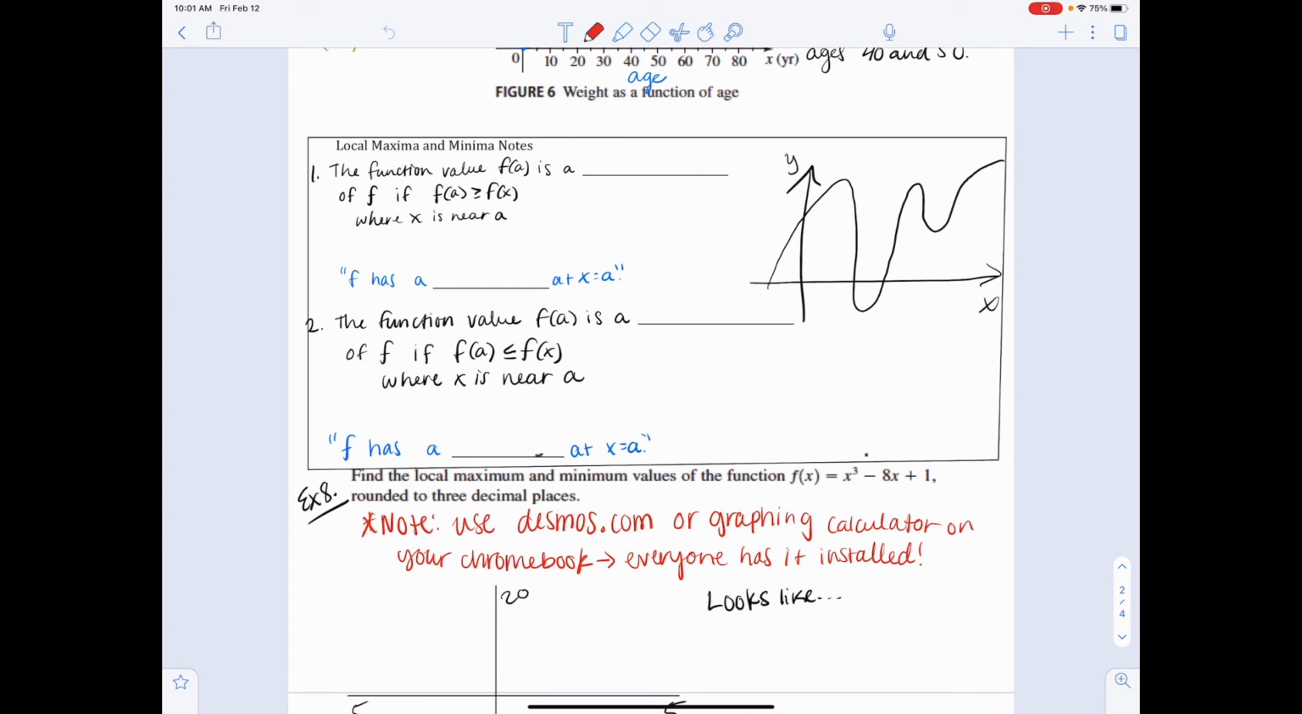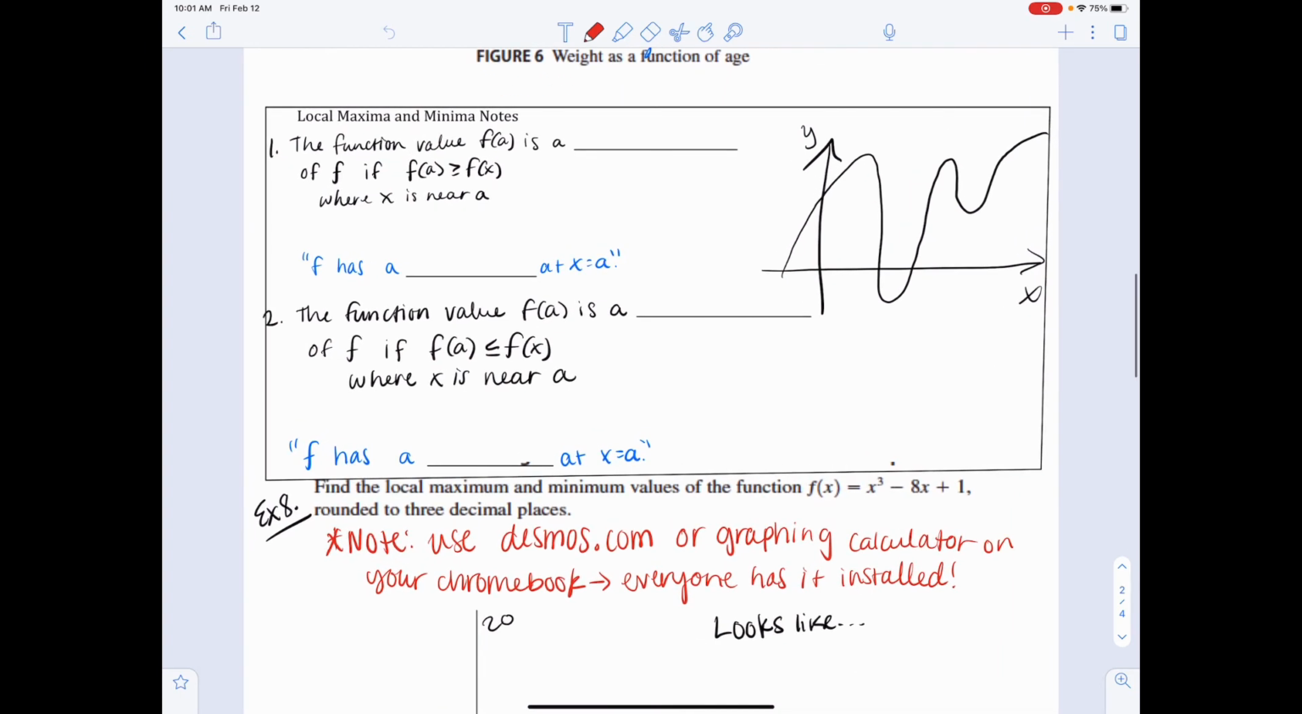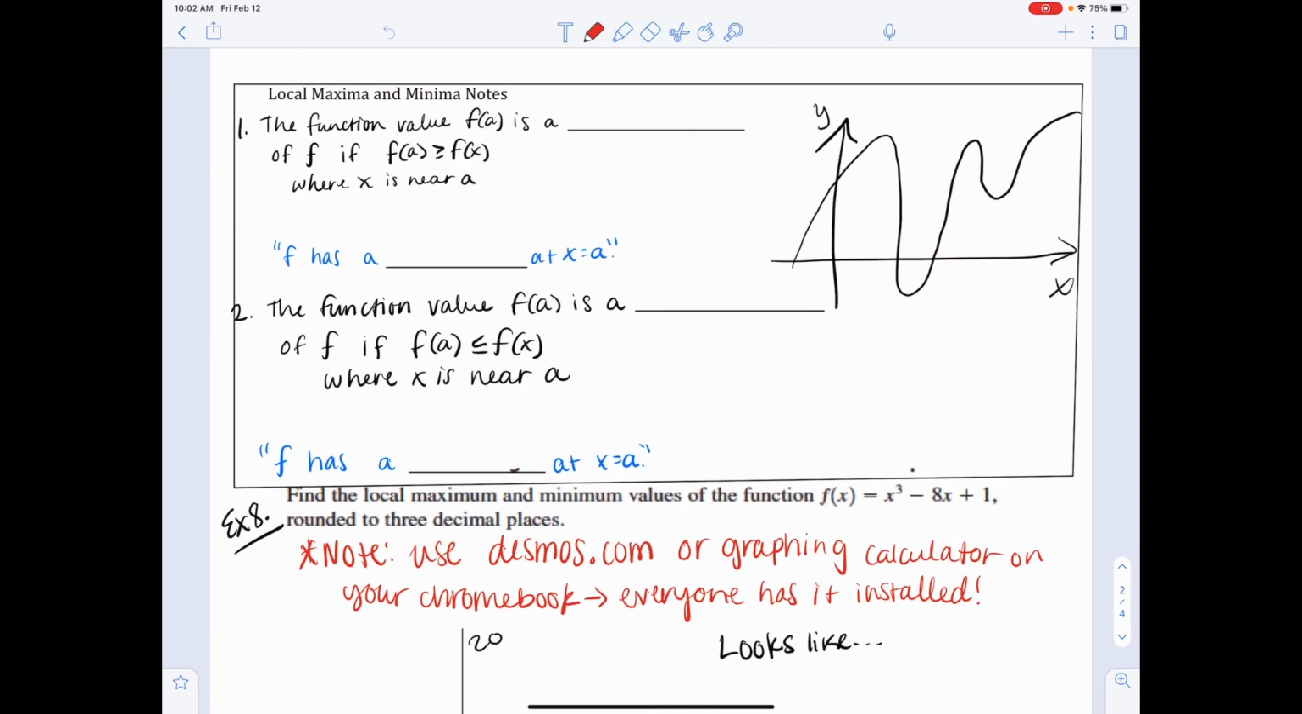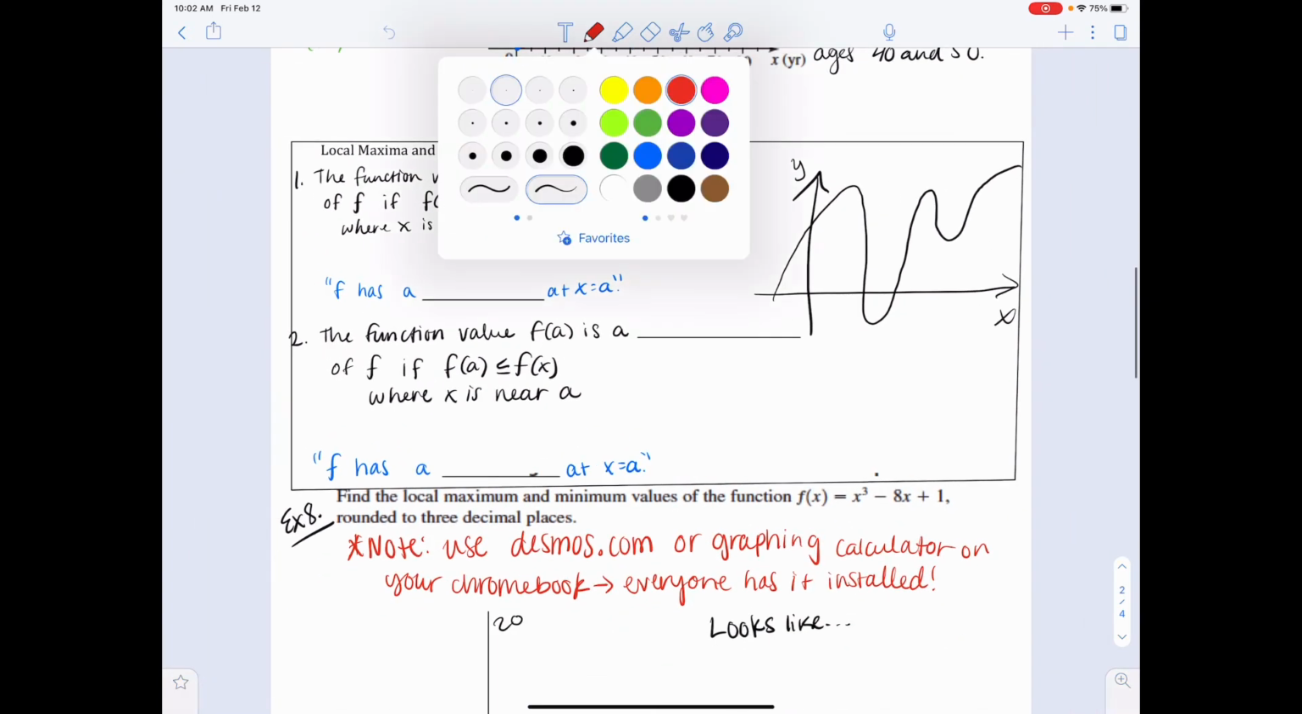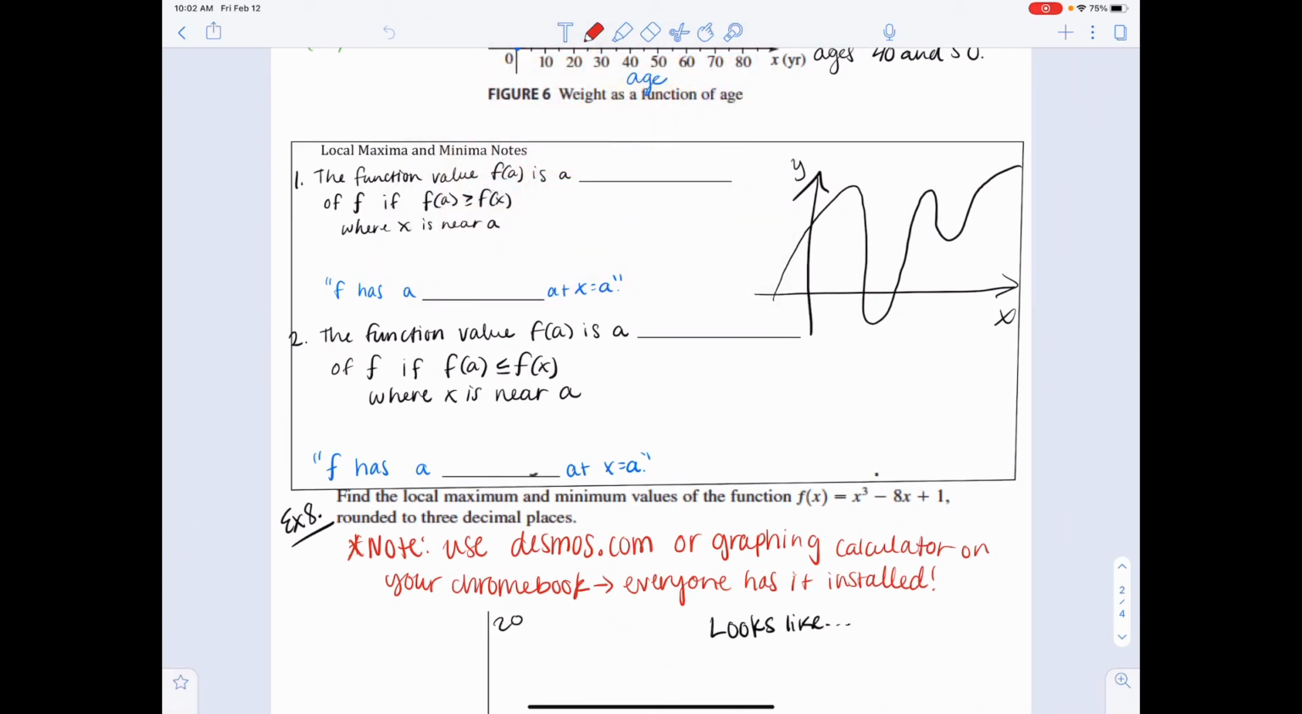So the function value f of a is a blank of f if f of a is greater than all the f of x around it, where x is near a. So that's really complicated, but that's how definitions are written in math. So let's just make some marks here. Where x is near a, this is just a general open interval.